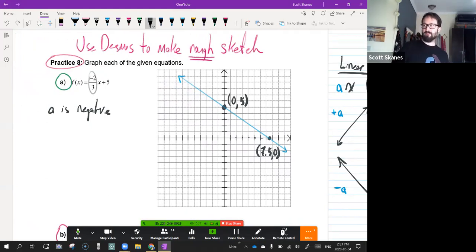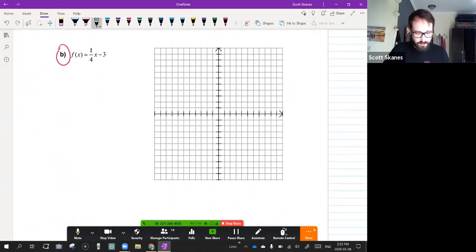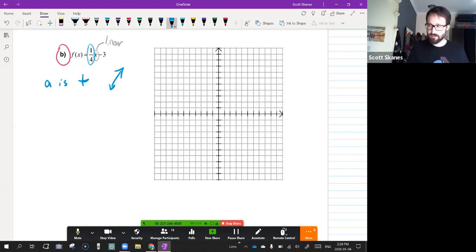Abdullah says no. I'll go with Abdullah. Let's try this one. Right away, I'm looking in front of the x. First of all, I see that it's an x, and it doesn't have a power, so that means it's linear. And second of all, this number in front, a, is positive, which means it should look like this. So I'm going to go right away and sketch it on Desmos.